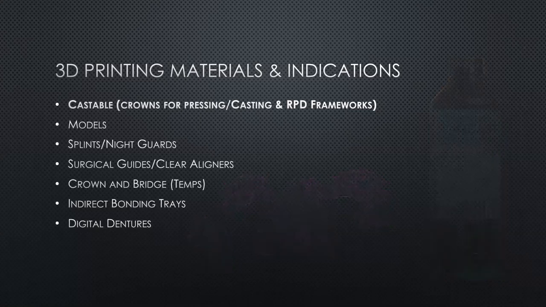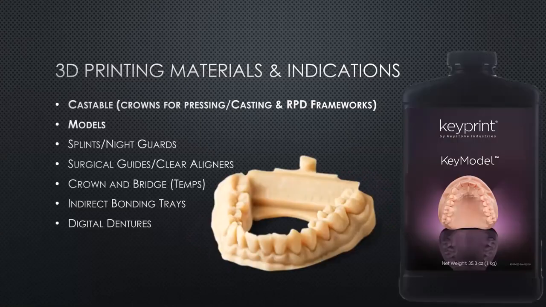Models, of course, are currently the most popular use for printing in our lab. Crown and bridge models with a removable die account for about 90% of our 3D printing currently. But pretty much any type of model that you can pour up in gypsum can be 3D printed.